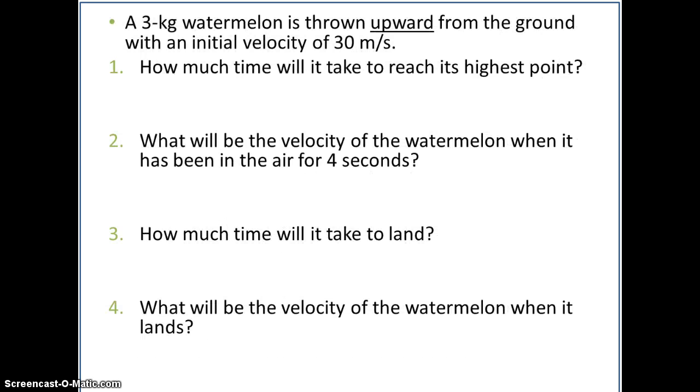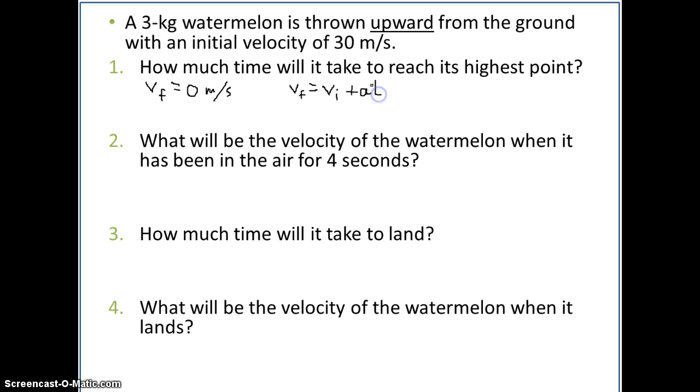Alright, take a look. We got this watermelon. Somebody threw it up off the ground at 30 meters per second. How much time will it take to reach its highest point? Well, we already know at its highest point, the velocity is 0, because that's what happens when things get to their highest point. They stop moving up. So we'll use this equation: Vf is Vi plus At.